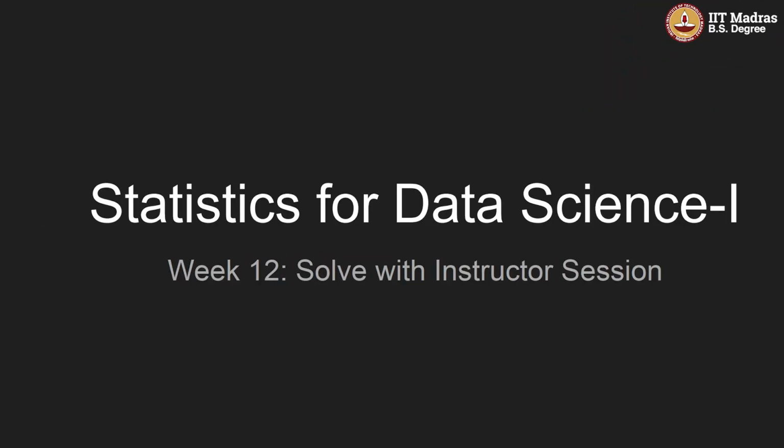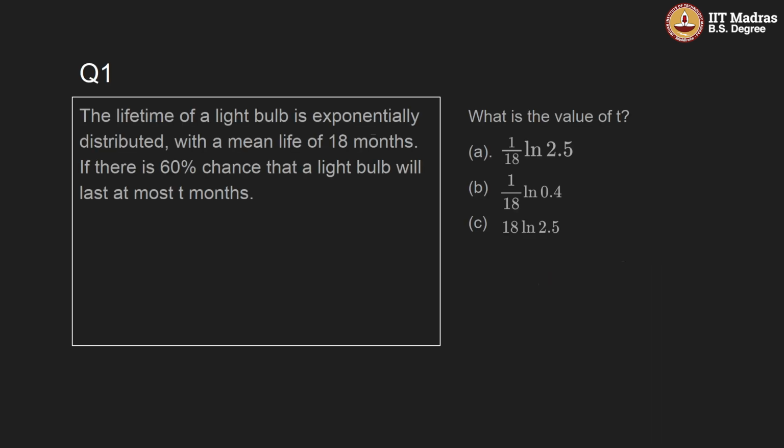Today we are going to solve some questions which will help you to solve the graded assignments. So the first question is, the lifetime of a light bulb is exponentially distributed with mean life of 18 minutes.